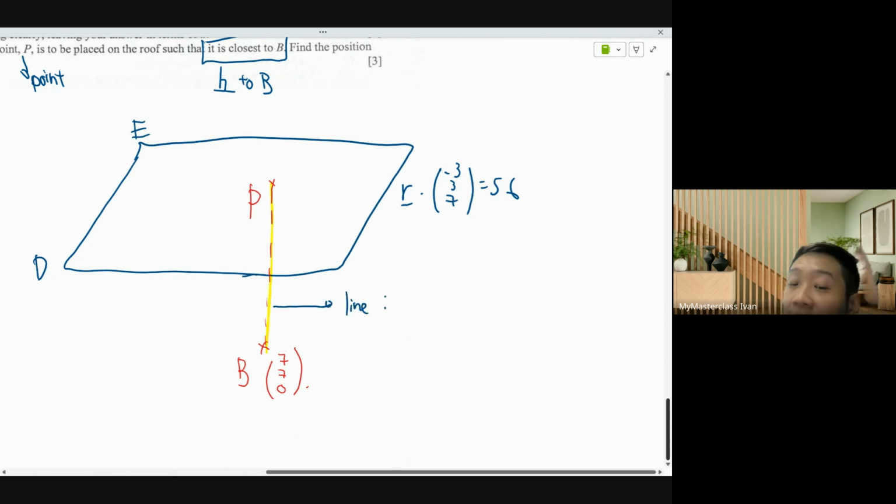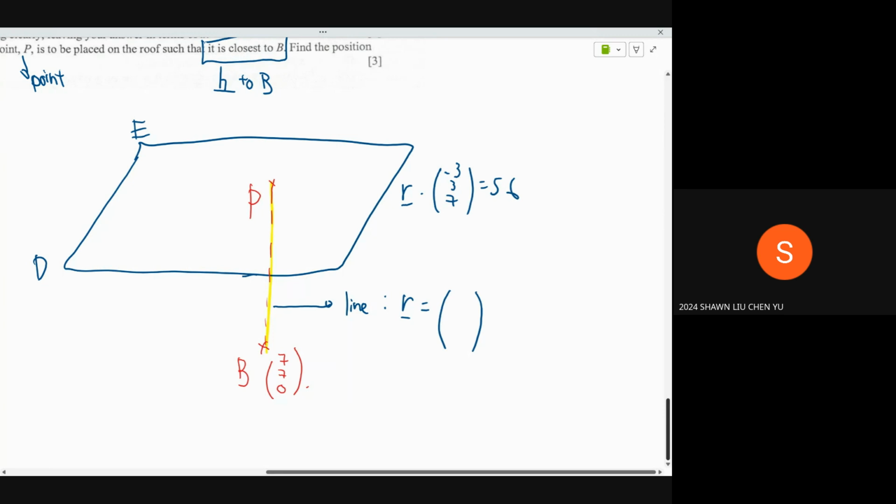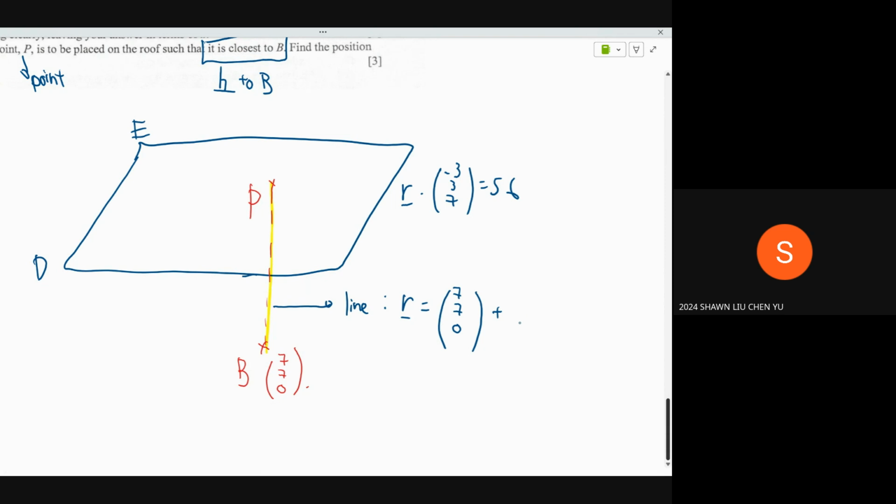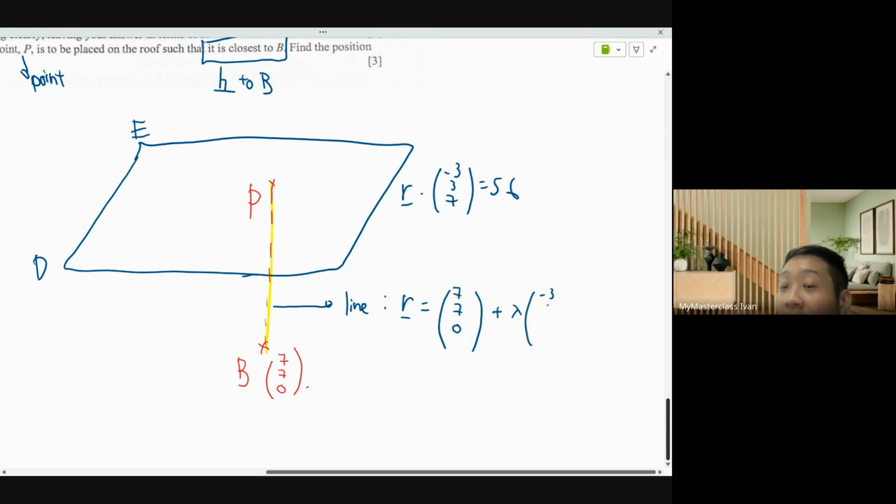What is the equation of this line? r equals, tell me a point on this line. 770. Tell me a direction on this line. Negative 3, 3, 7. Very good. If you don't know this, cannot do. Why? It's the same as the normal. So basically, you can say that OP equals (7 minus 3 lambda, 7 plus 3 lambda, 7 lambda).